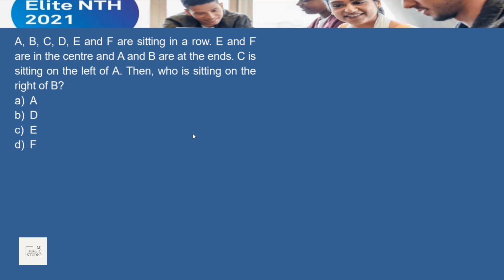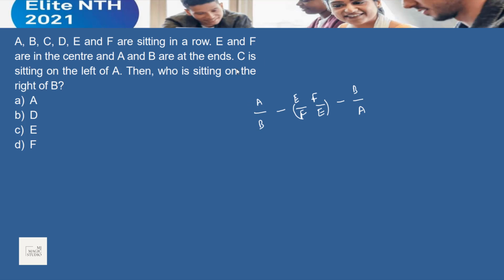A, B, C, D, E, F are sitting in a row. E and F are in the center. So we have 1, 2, 3, 4, 5, 6, and these two people are in the center. This is either EF or FE. A and B are at the ends, AB or BA. Then who is sitting on the right of B?